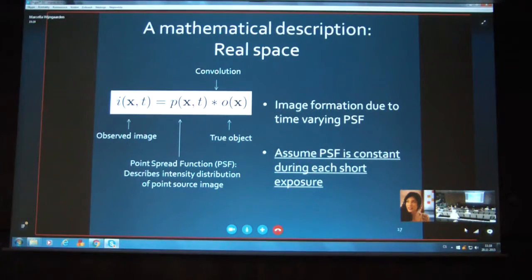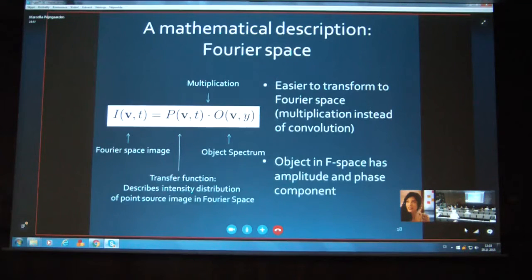Okay, so to simplify our calculations, we do a trick that you usually do if you want to simplify complicated calculations. We transform our functions to Fourier space. Because in Fourier space, we have a multiplication instead of convolution between the point spread function, which is now called the transfer function, and the object function.